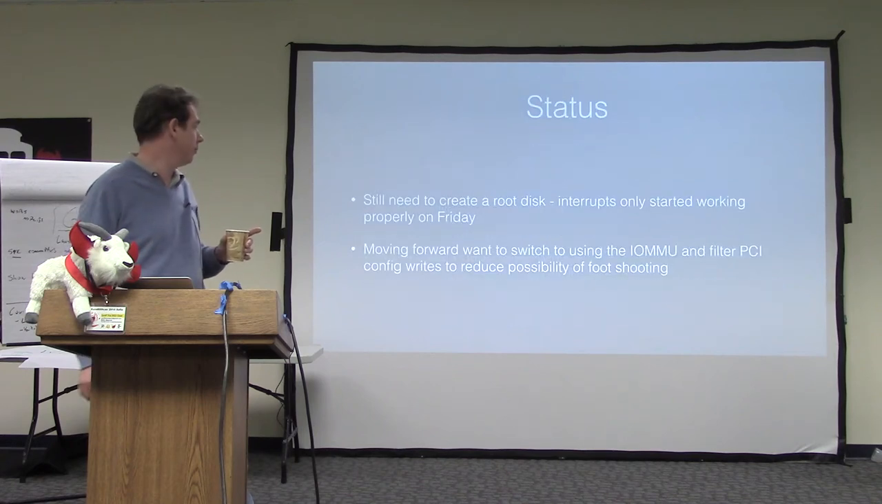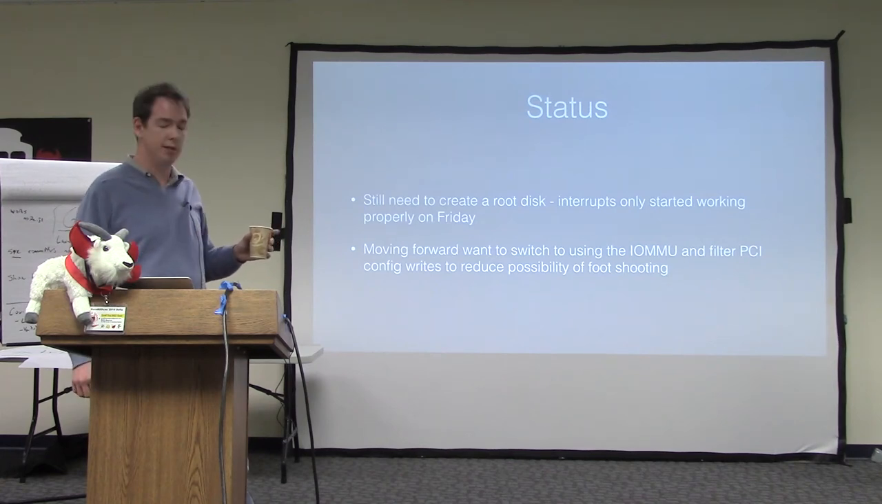Anyway, it's pretty crippled at the moment. Interrupts only started working the day before yesterday. I haven't had time to get a root disk up and going, but it's not a lot of work. Going forward, I want to reduce the possibility of foot shooting by adding the IOMMU and some PCI config write filtering. And I think I can get better performance out of the IOMMU than Konstantin talked about expecting, by having fixed mappings of the mbuf clusters and then allocating from those. So there's no mapping overhead for networking. And it's basically only ARC buffers from ZFS, or files from UFS, that you would map on demand. Anyhow.